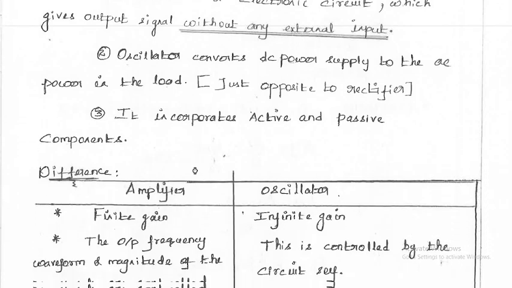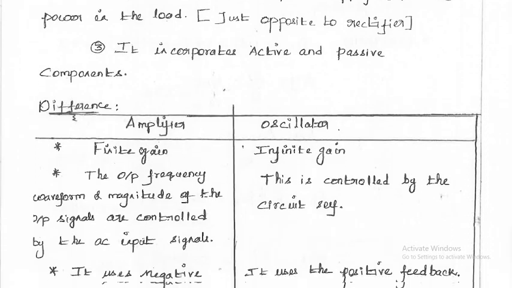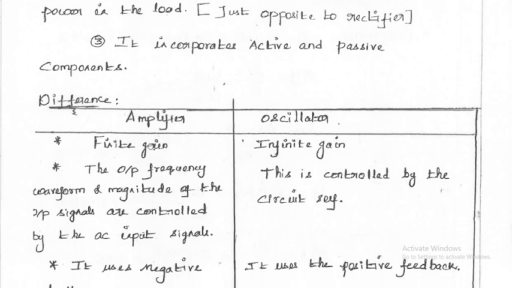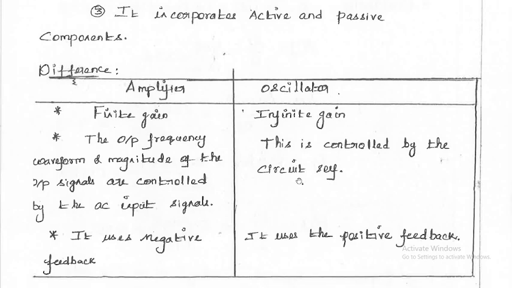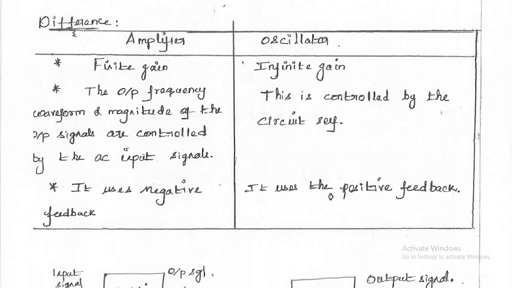Now you can see the differences. What are the differences between the amplifier and the oscillator? For the amplifier there is a finite gain, and for the oscillator there is infinite gain. Next, in the amplifier the output frequency, waveform and magnitude of the signals are controlled by the AC input, because for the amplifier we should give the input, but for the oscillator they are controlled by the circuit itself. That is the second difference. The amplifier uses negative feedback, but the oscillator uses positive feedback.